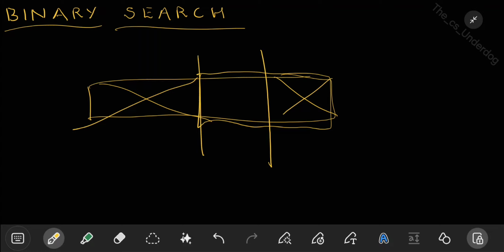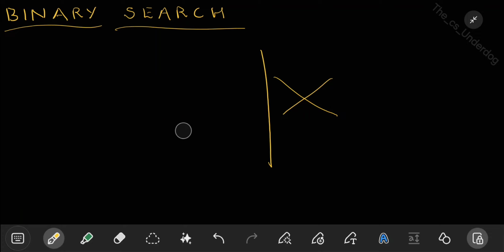So at every single step, it will eliminate half of whatever is remaining. That is how it is able to reach the searched element much faster compared to linear search, because in linear search you are going through each element one by one. Here you are directly eliminating half of the array in each step. So this is how binary search is faster.